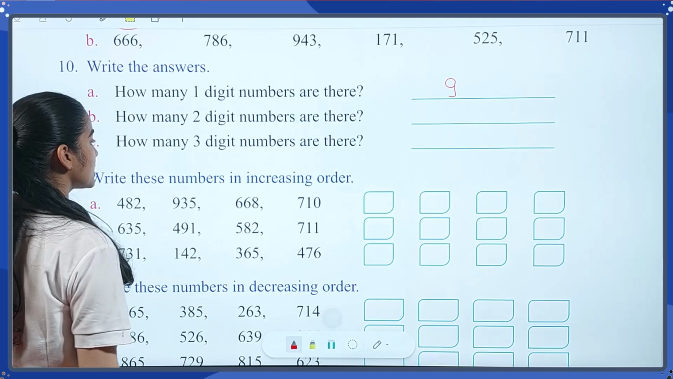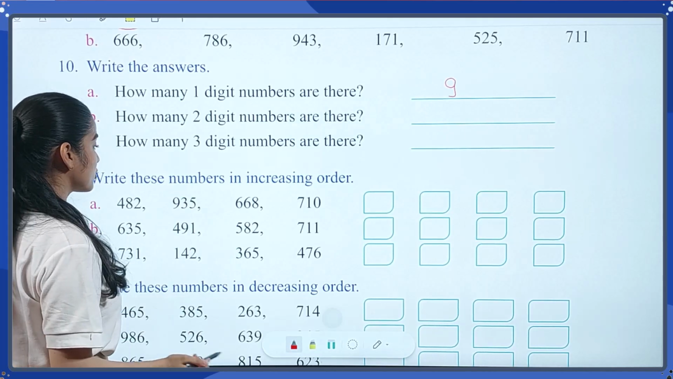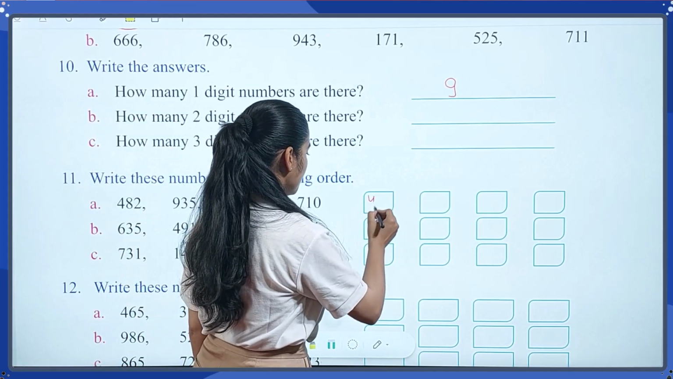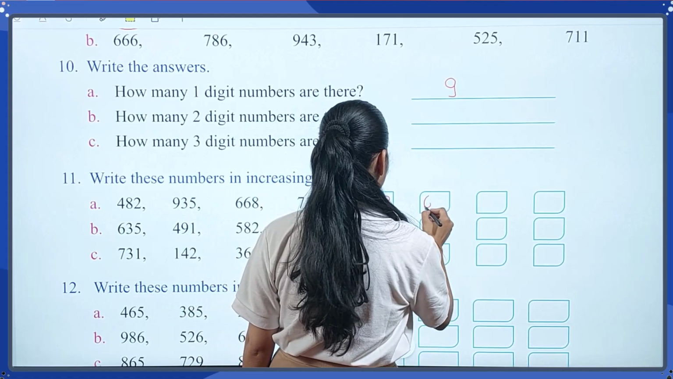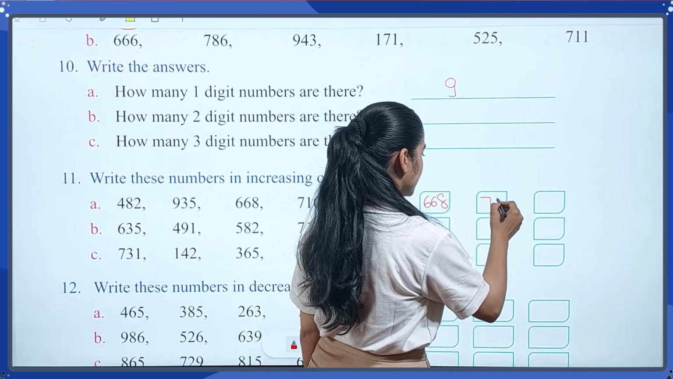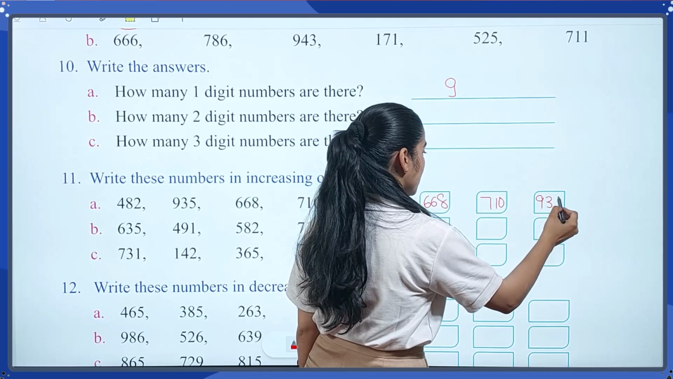Write these numbers in increasing order. Now we have to arrange these in increasing order, which means ascending order. The smallest we have is 482. Next we have 668. After it we have 710, and at the last we have 935.